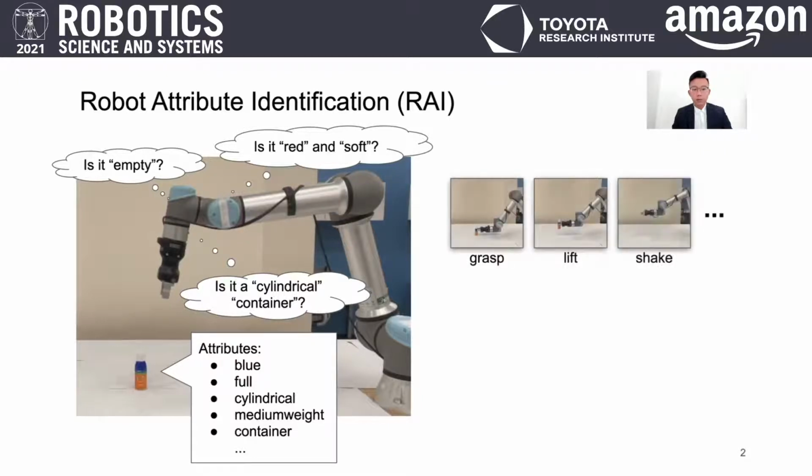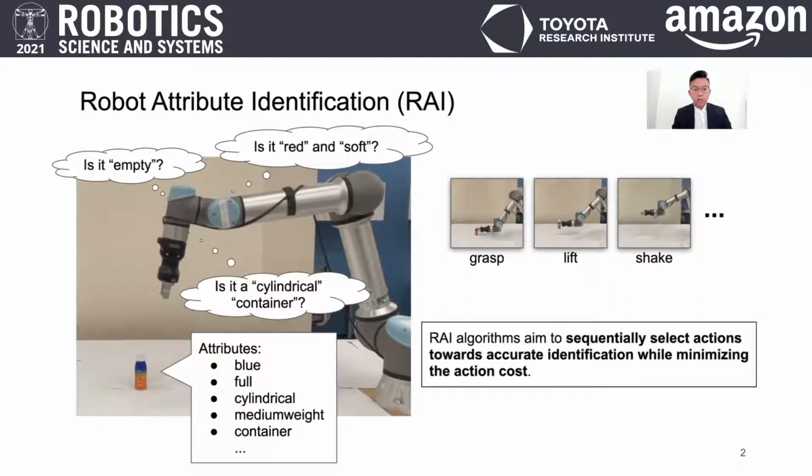Robots need to take exploratory actions such as grasp, lift, and shake, coupled with different sensory modalities like audio and haptics to identify those attributes. However, robots don't know which actions are more useful for which attributes, and what makes it more complicated is that most actions have preconditions and costs. For example, action shake requires an object being in hand. As a result, the objective for robot attribute identification is to sequentially select exploratory actions while minimizing the total action cost.